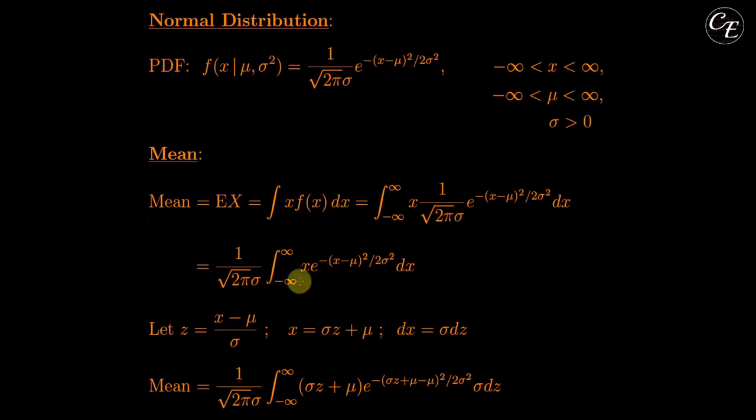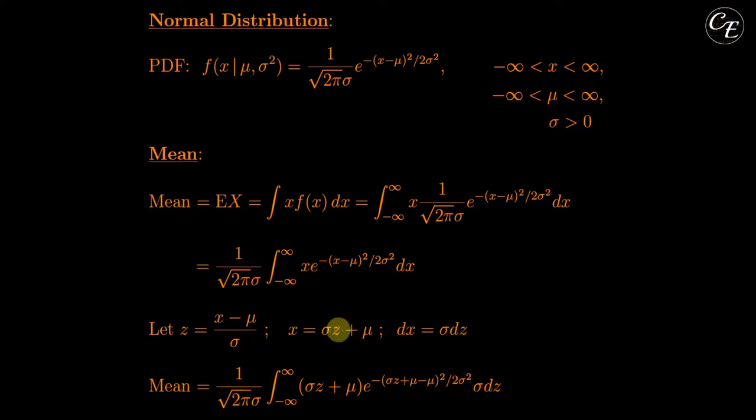Now, let us transform this into a form that we can easily integrate. Let us use this transformation, z equals x minus mu over sigma, to transform this from terms of x into terms of z, in a simpler form. Then x will be sigma z plus mu, and dx will be the derivative of this, which is sigma dz. Then let us substitute this in here.